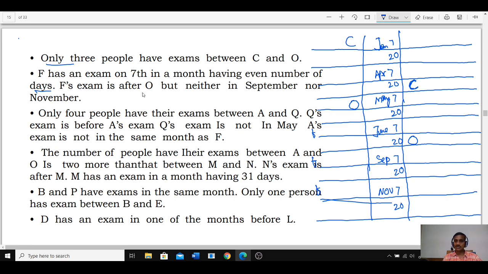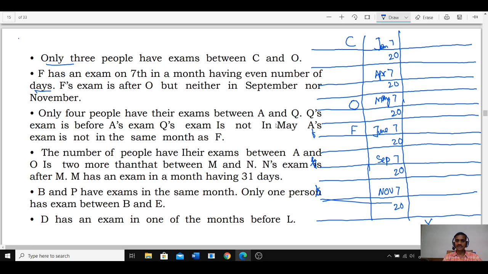F's exam is after O, but neither in September nor November. కనుక September, November కాదు కాబట్టి F must be here. Okay, now F's exam after O, but neither September nor November. Hence it is not at all possible. And the second case is completely ruled out. Now we are left with only the first case. Clear now? Now we are left with only the first case.